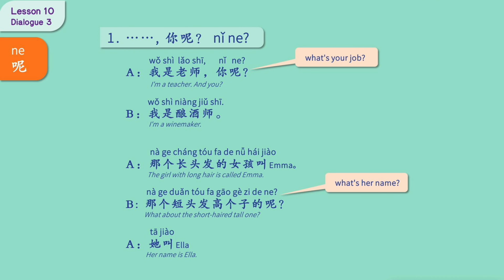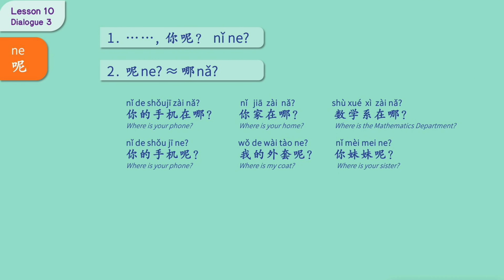The next meaning of 呢 is quite similar to 哪, where, but the difference is when people ask 哪, they really don't know where something is. But when people ask with 呢, it means this thing or this place is supposed to be here, but why can't I find it right now? The thing may have been moved by others, or I forgot where I put it.